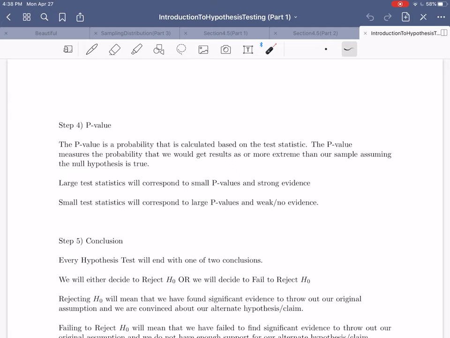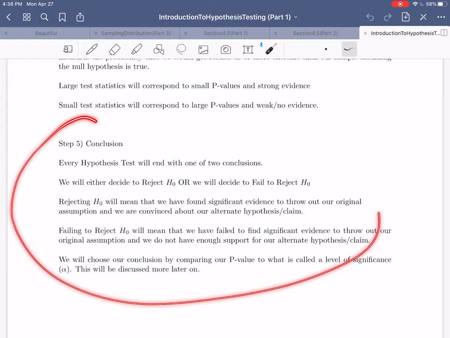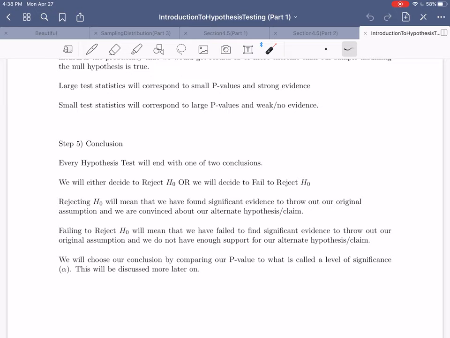All right, step five, which is the last step, is our conclusion. This is where we take all the other pieces and decide what this test is telling us. Every hypothesis test that we will do will end with one of two conclusions. Every time you run a hypothesis test, there's only one of two conclusions. Those two conclusions are that you can either reject H0 or you can fail to reject H0. These are the only two conclusions we will ever make when running a hypothesis test.